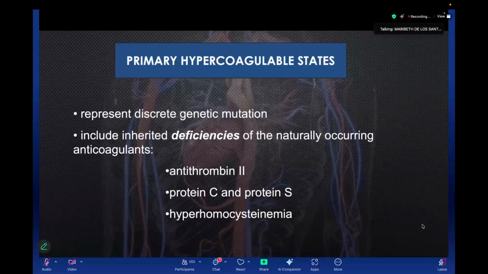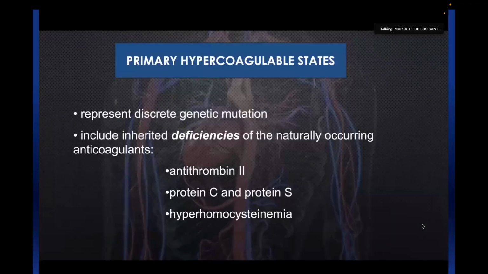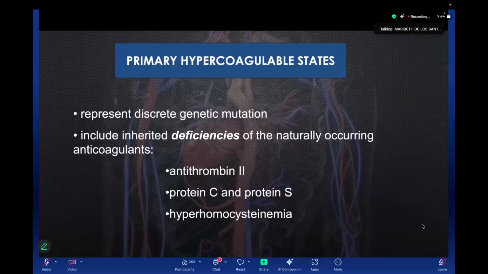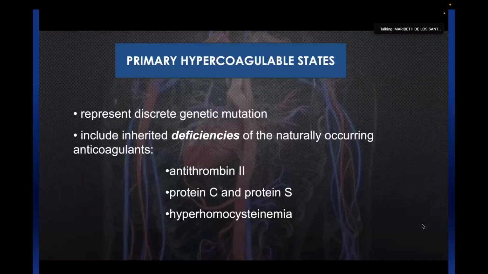One of the clues that you're dealing with a hypercoagulable state like APAS or antiphospholipid antibody syndrome is when a woman of childbearing age has three consecutive abortions. You have to work up that patient for APAS or primary hypercoagulable state.